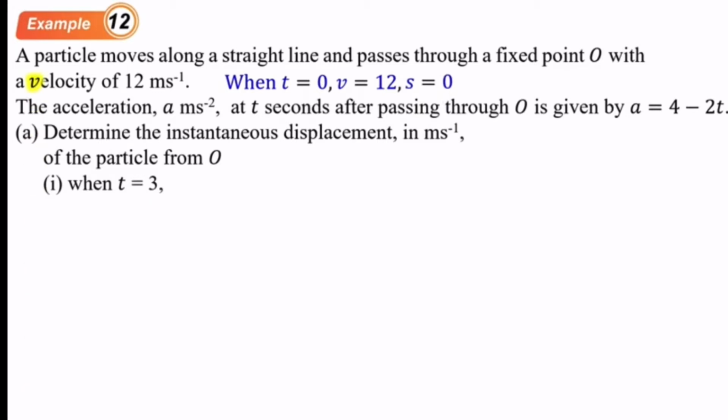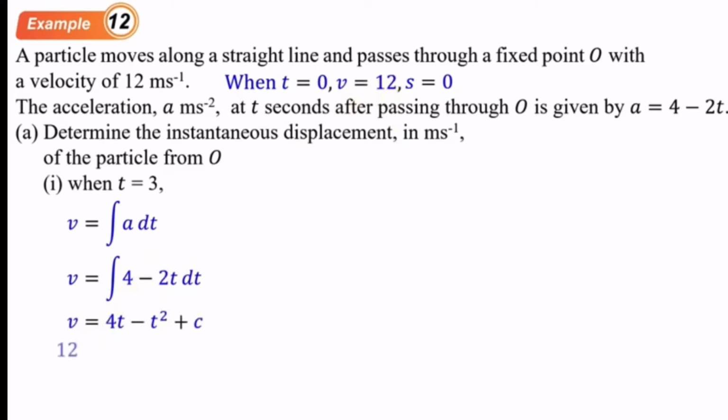All right. So when t is 0, velocity is 12. Why? Because it passes through the fixed point O. So at the fixed point O, t is 0. And in order to get the velocity, we need to integrate the acceleration. So let's integrate the acceleration. We will get 4t minus t squared plus c.